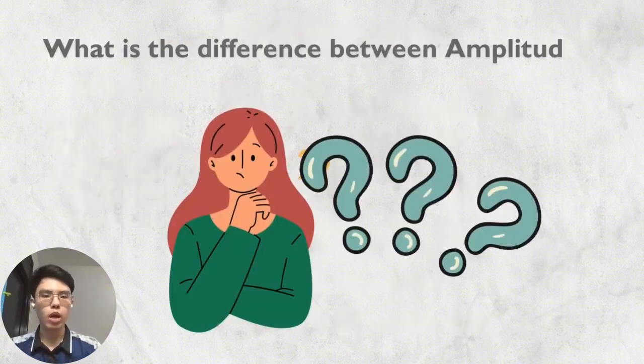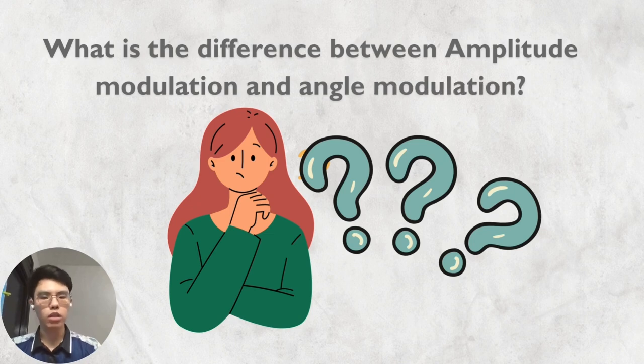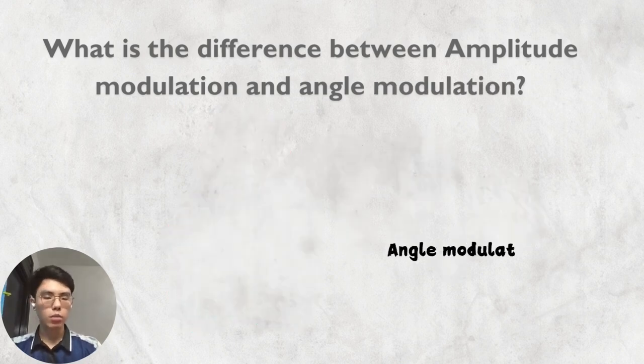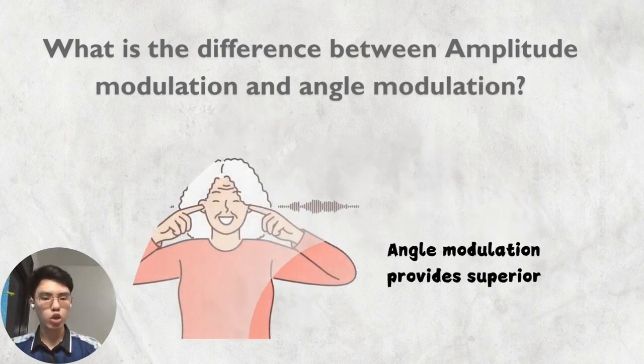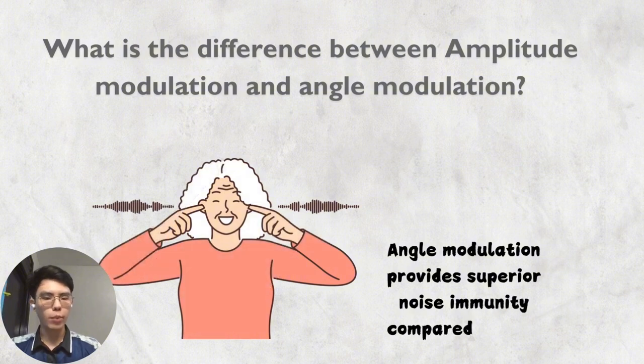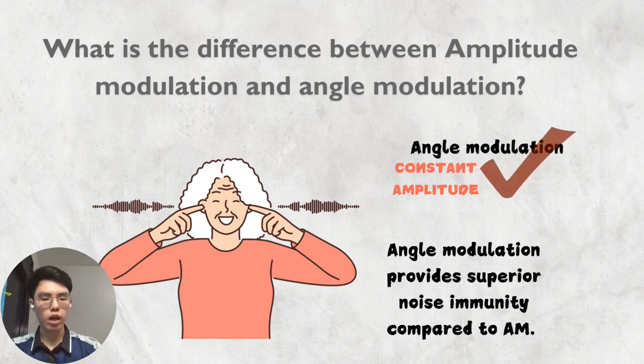So, what is the difference between amplitude modulation and angle modulation? Angle modulation is able to provide superior noise immunity compared to amplitude modulation. This is because angle modulation maintains a constant amplitude, which enhances its resistance to noise and interference.